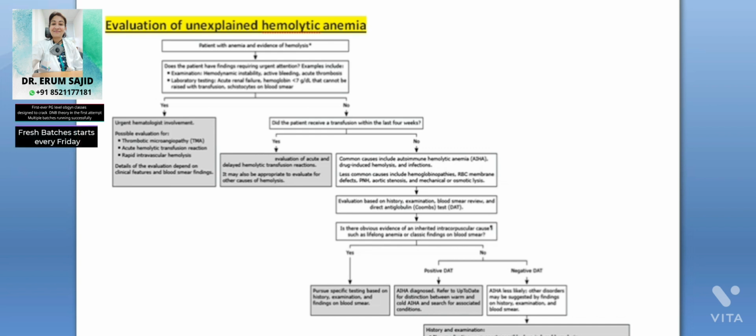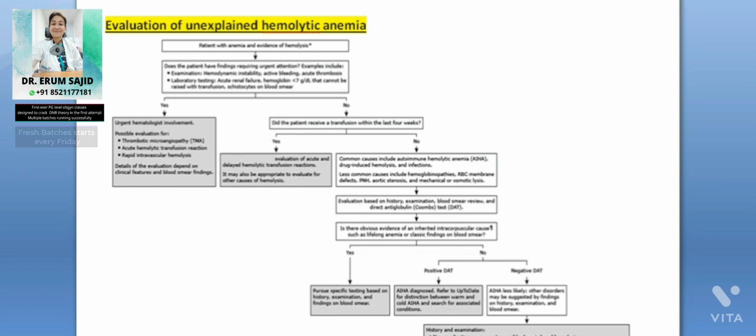But if you find the patient is undergoing hemolysis, you need to assess whether this is a situation which requires urgent attention or not. And how will you find out if this patient is having an acute hemolytic episode? By examining the patient for any hemodynamic instability, for active bleeding, for acute thrombosis. So if the patient is actively bleeding, there is hemodynamic instability, or there is some evidence of thrombosis, it's urgent.